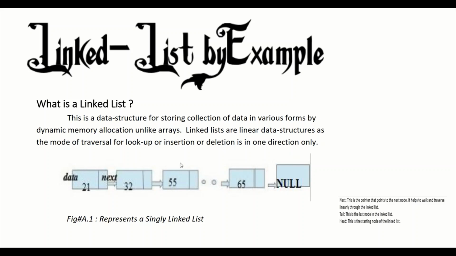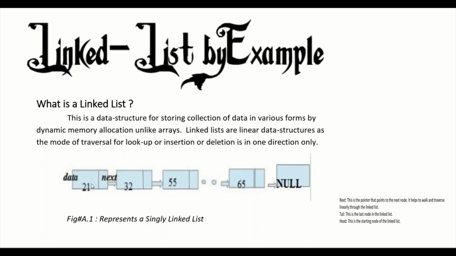wherein linked lists are data structures that are linear in mode. Linear meaning we can traverse either in the forward direction or in the backward direction, as you see in the pictorial diagram here. If you traverse in the forward direction, it's referred to as a singly linked list. If you traverse in both forward and backward direction, it is referred to as a doubly linked list.